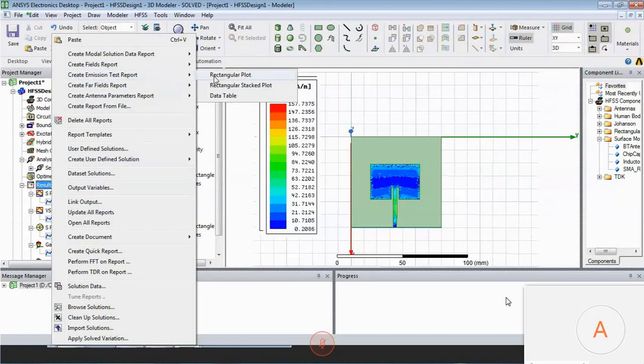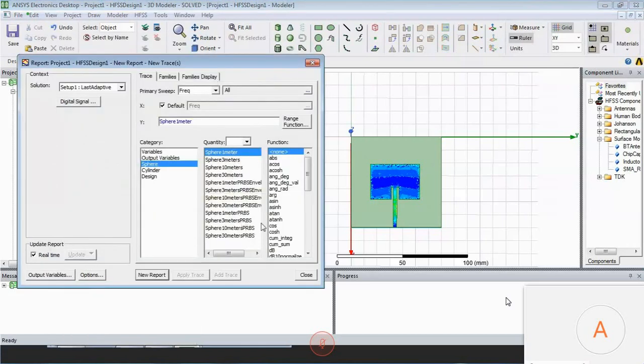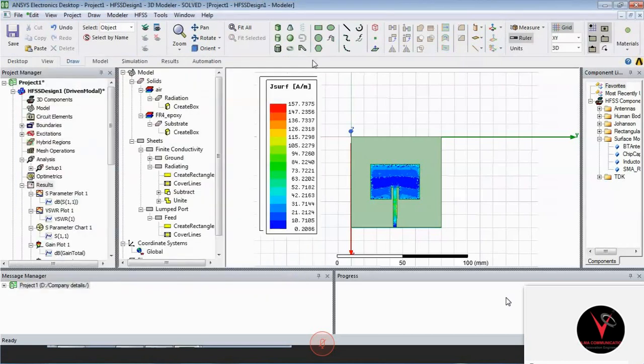Here you also need an emission test report, and you take that emission test report here. So how the emission will occur at a 1 meter distance, 3 meter distance or 4 meter distance, that also you take here.